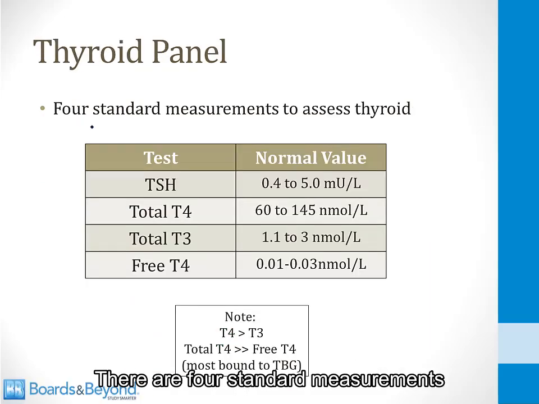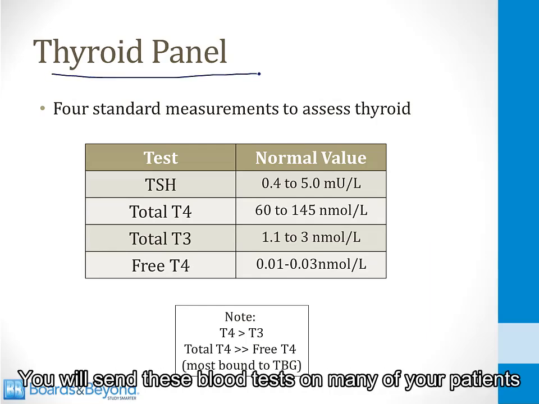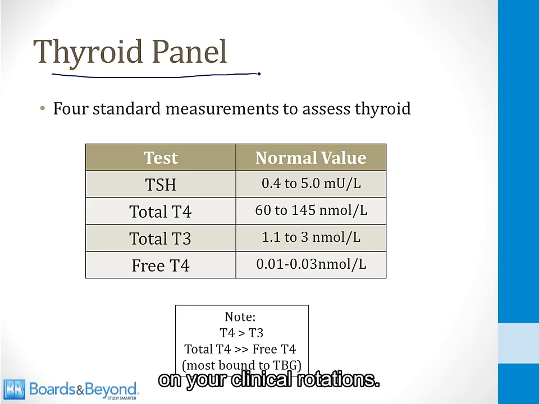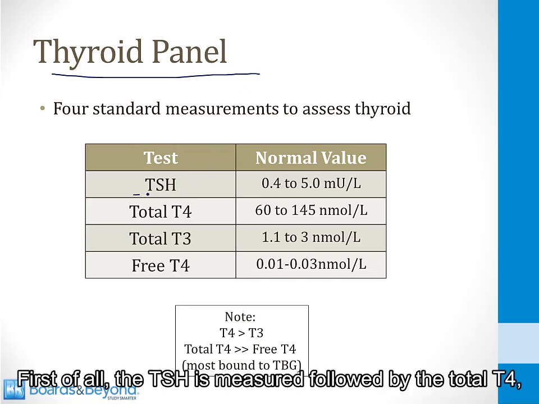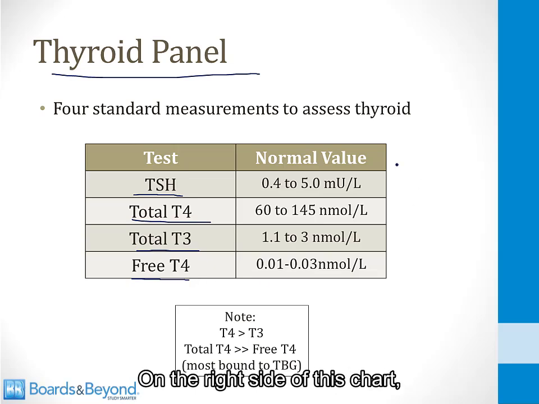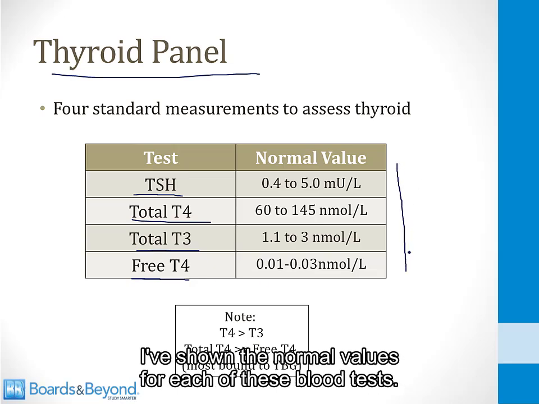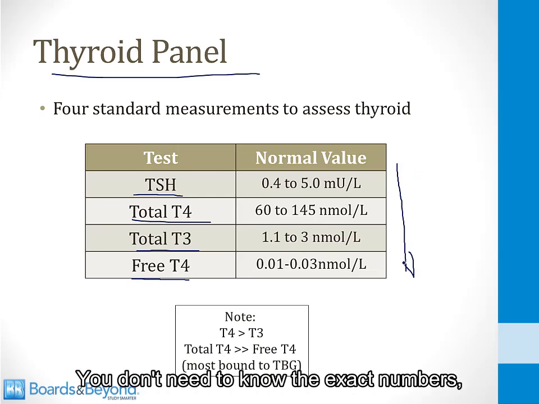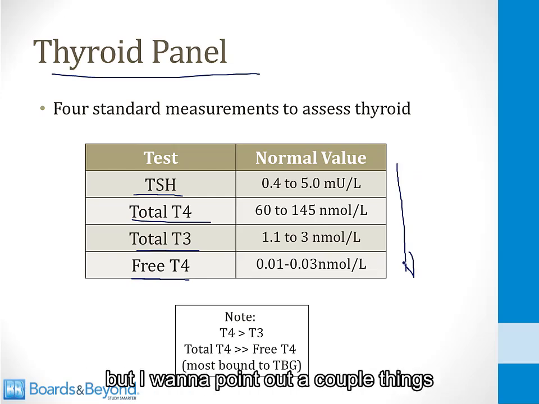There are 4 standard measurements that are used to assess thyroid function. It's called the thyroid panel. You will send these blood tests on many of your patients on your clinical rotations. First of all, the TSH is measured, followed by the total T4, the total T3, and the free T4 level in the plasma. On the right side of this chart, I've shown the normal values for each of these blood tests. You don't need to know the exact numbers, but I want to point out a couple things that should make sense to you.